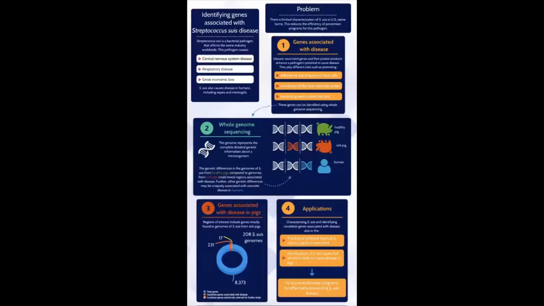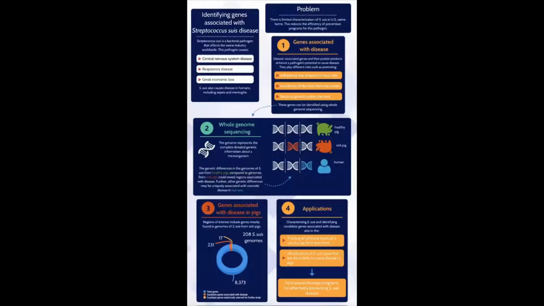So what is the problem? There is limited information on characterization of strep suis in swine farms in the United States. This reduces the efficiency of prevention programs for this pathogen. Thus, my research focuses on characterizing strep suis from the United States and identifying genes associated with disease.